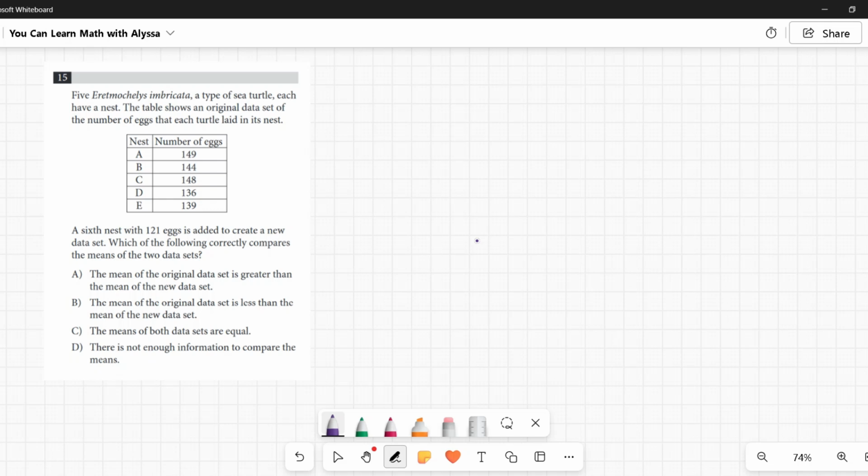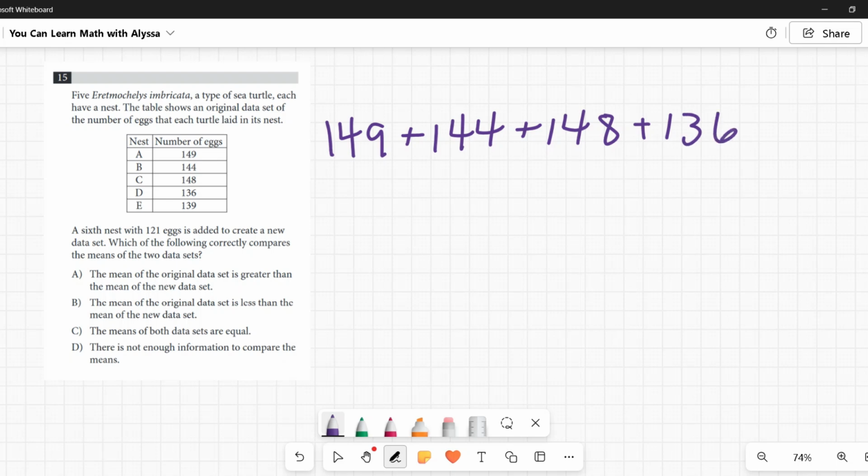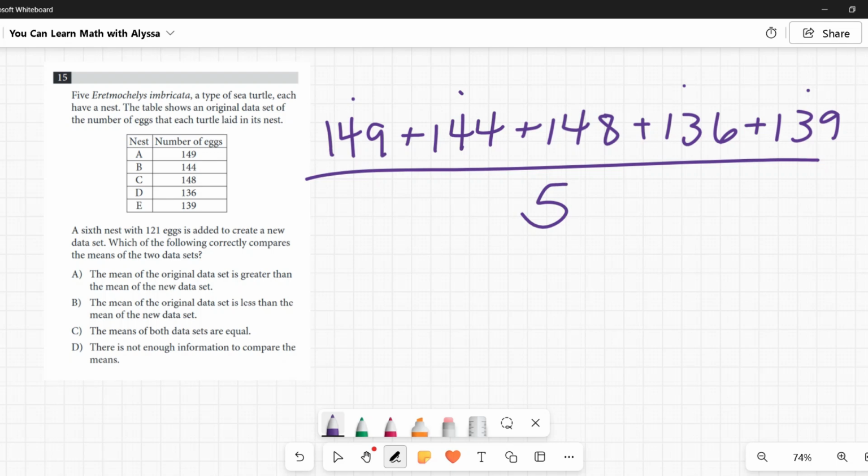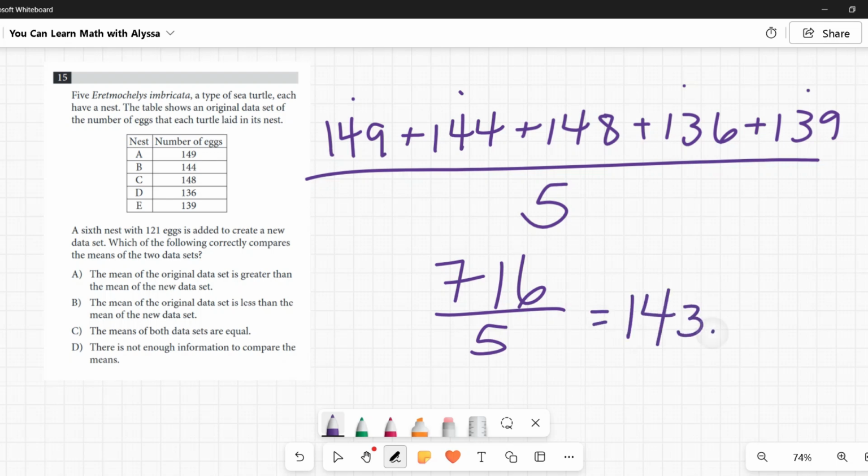So first, the way you would find the mean of the first data set is you would add 149 plus 144 plus 148 plus 136 plus 139. And since there are 1, 2, 3, 4, 5 data points, I would divide that by 5. Now, I wrote this down because I added it up earlier. Didn't want to add it right now. That is 716. Divide that by 5, and you get 143.2. So the average of my first data set is 143.2.